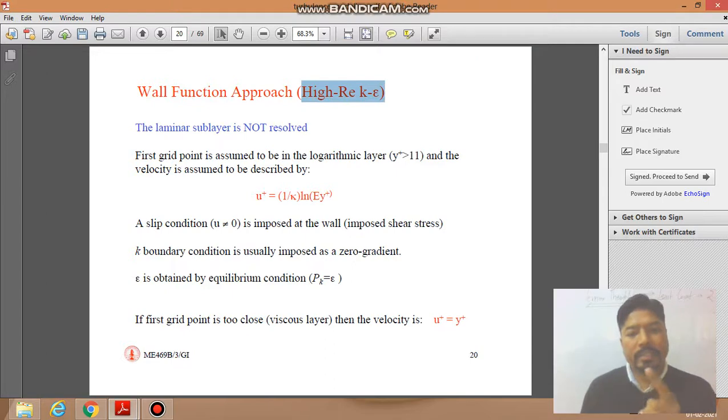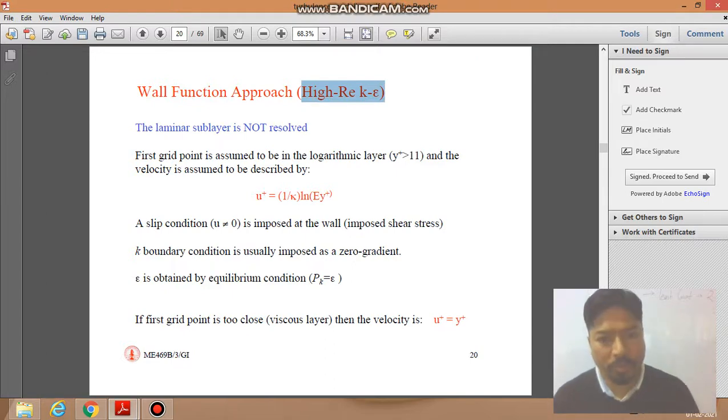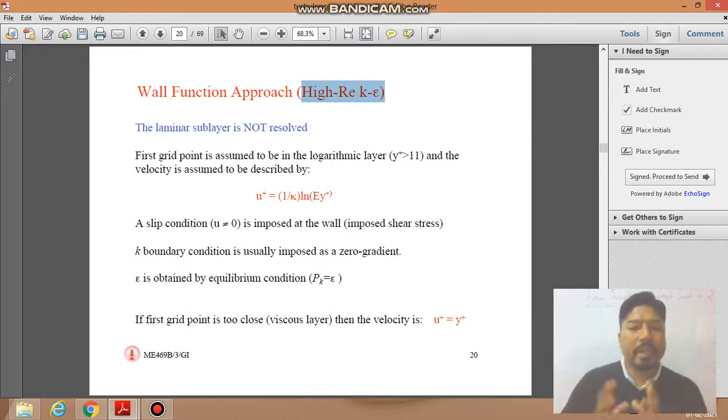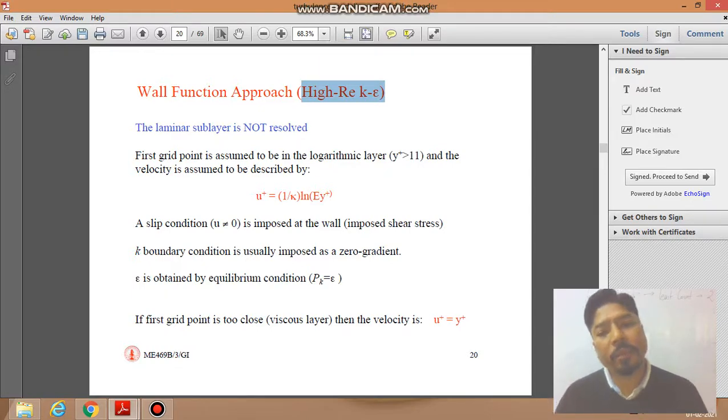This is basically nothing but a two equation model. K is again the turbulent kinetic energy, and epsilon is the dissipation rate of the turbulent kinetic energy in that particular fluid flow domain. By using this two equation turbulence model, we can solve a turbulent problem in computational fluid dynamics.